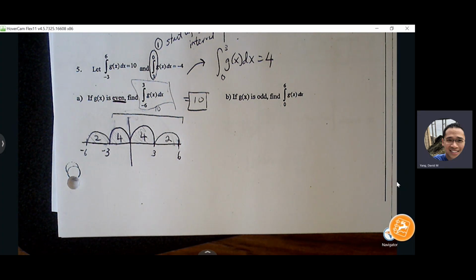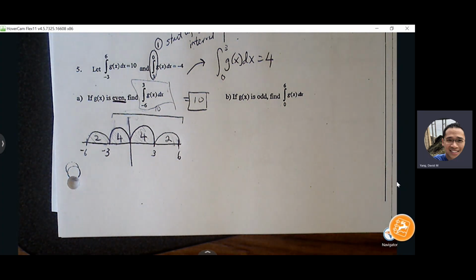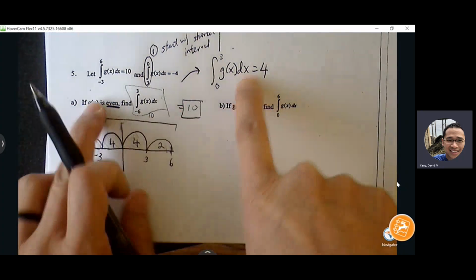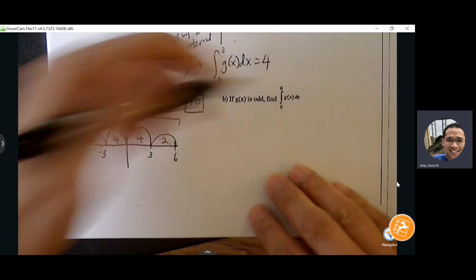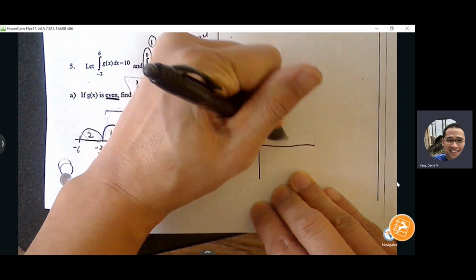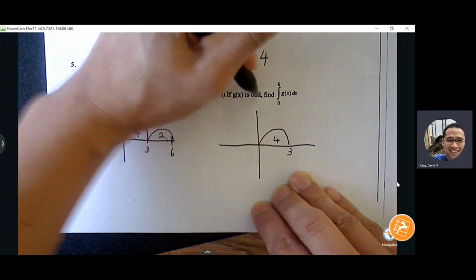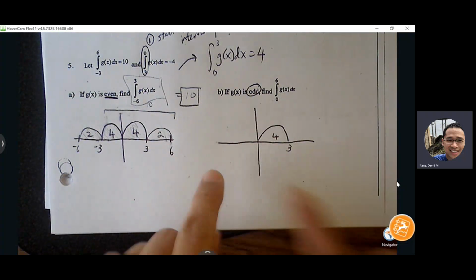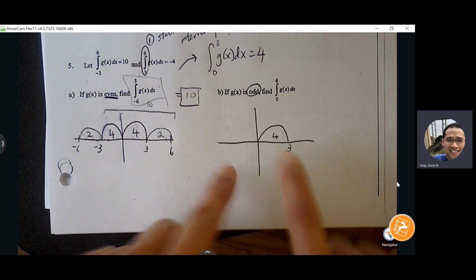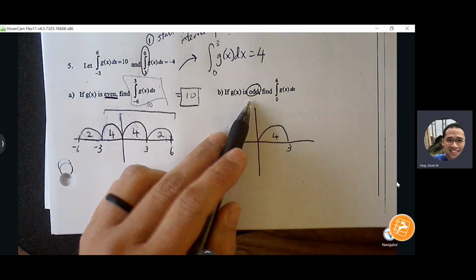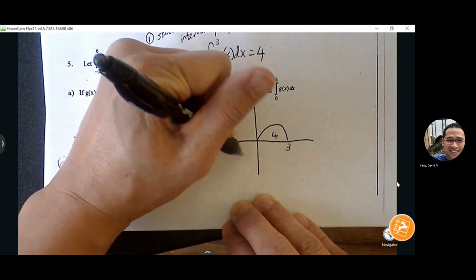Okay, hope I got everybody. Okay, so let's go over part B. If the function is odd, find the integral from 0 to 6. Again, same properties. Let's start with the shorter interval. Again, 0 to 3 is 4. But now it's an odd function. Before we fill out the larger interval, let's fill out the property. This is 4. What do you know about the other side? But it's an odd function, so it's equal but opposite, so it'll be a -4.